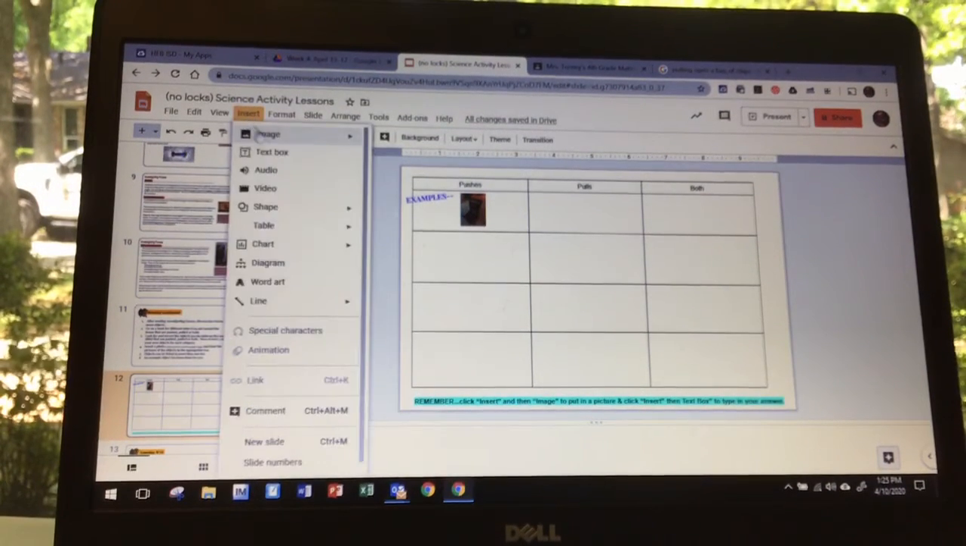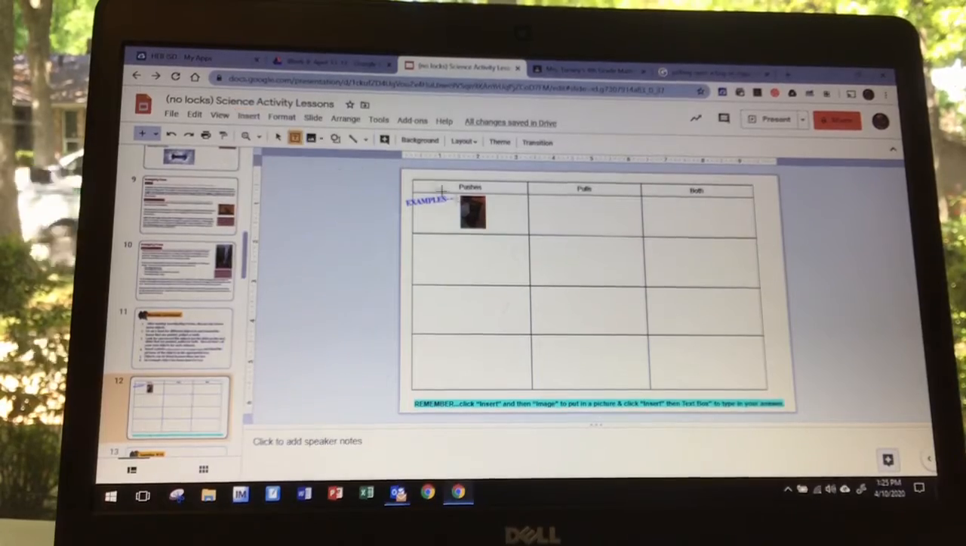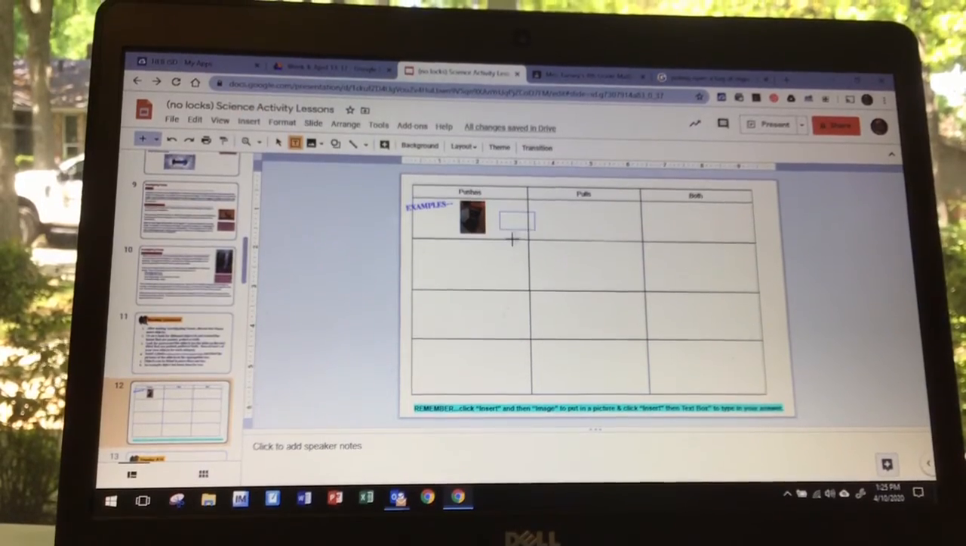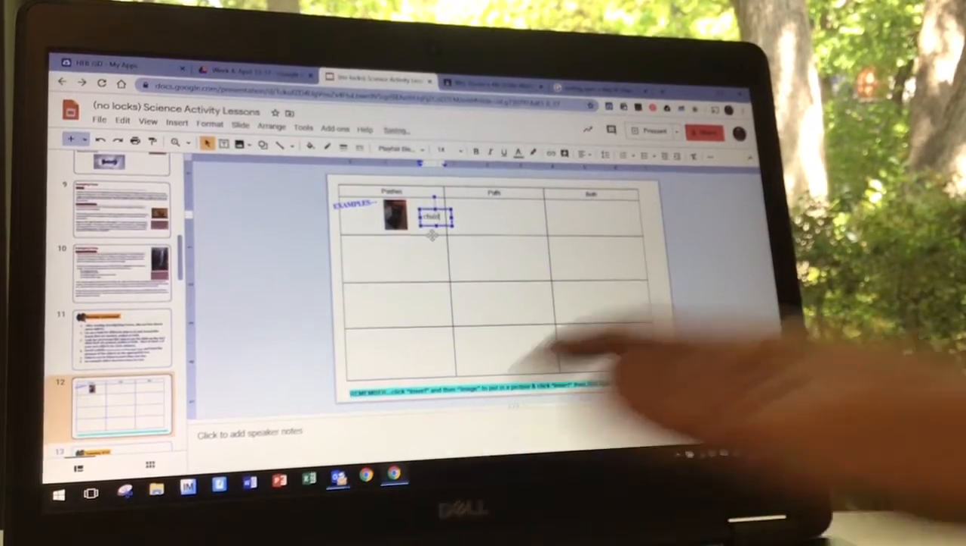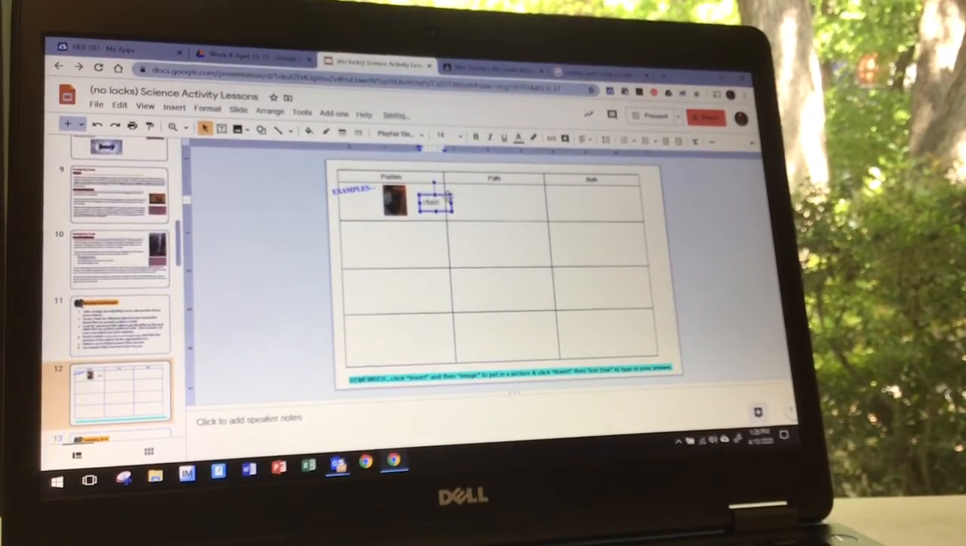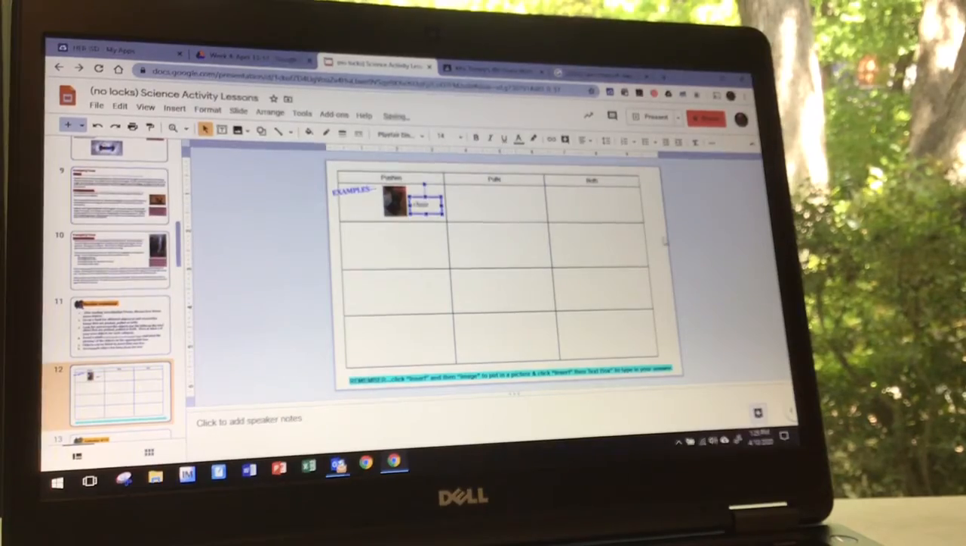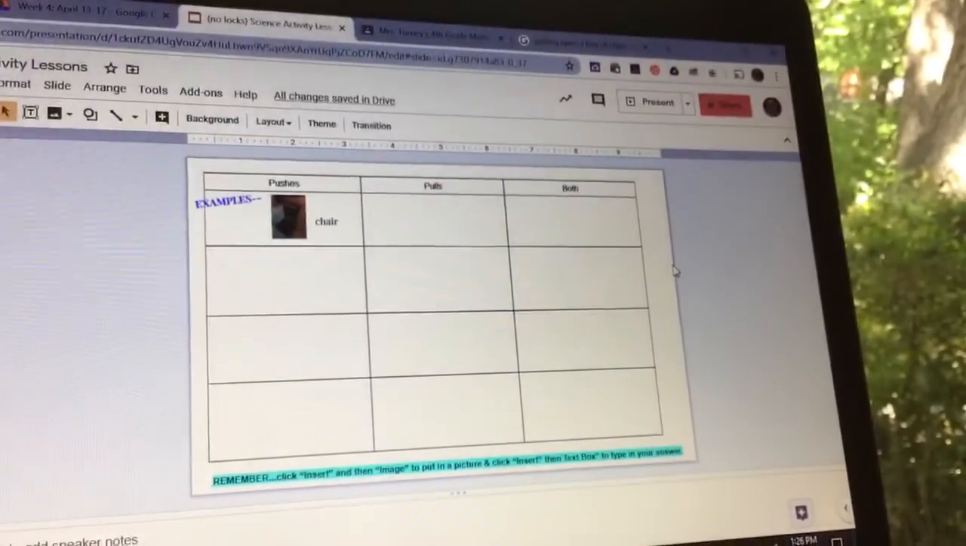And I'm going to insert a text box, drag it right there, and type the word chair. Then I'm going to move that over so that it's right there. All right, and then there's chair.